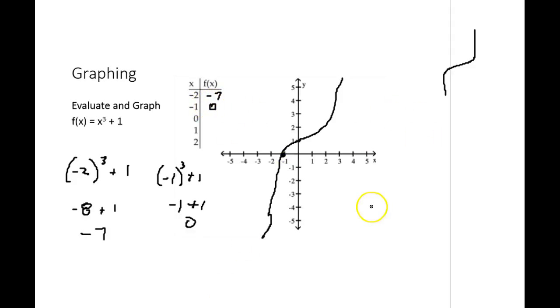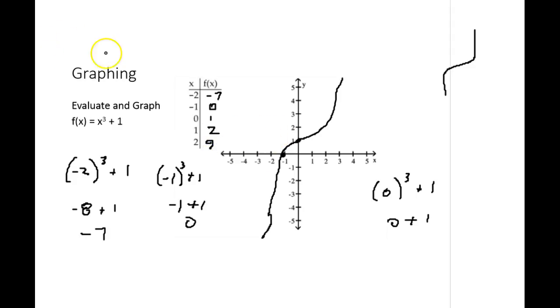At 0, think about that. 0 cubed plus 1. 0 plus 1 is 1. So that tells me at 0, it goes through the y-axis at 1. I plug in a 1. 1 cubed is 1 times 1 times 1, which is 1. Plus 1 is 2. Finally, 2 cubed is 8 plus 1 is 9.